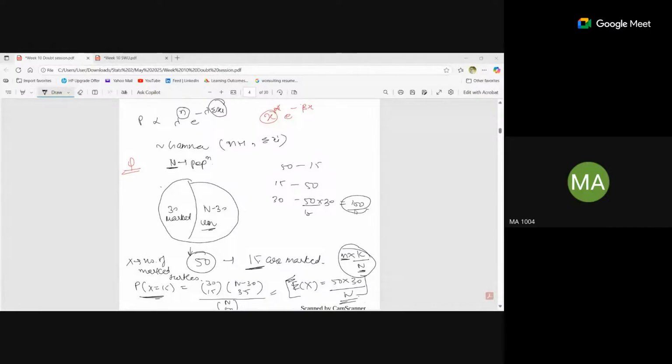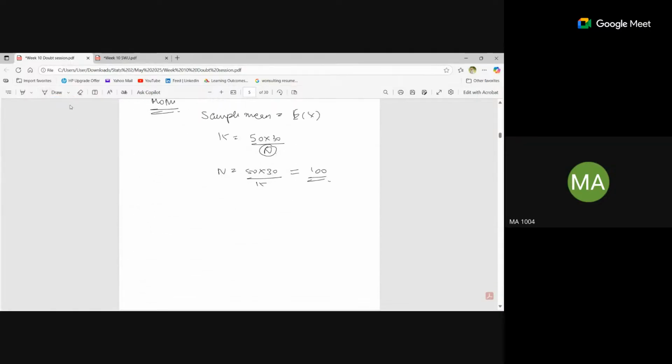Yes. So see, the thing is, in this question, there is one population, and from that population, 30 of them are marked and n minus 30 are unmarked. Okay. Now, we are taking a sample. What is my sample? I'm taking a sample of 50. From that 50, I have 15 of them as marked. Now, if I have to calculate the probability of X, what is my hypergeometric? Do you know what is my hypergeometric?